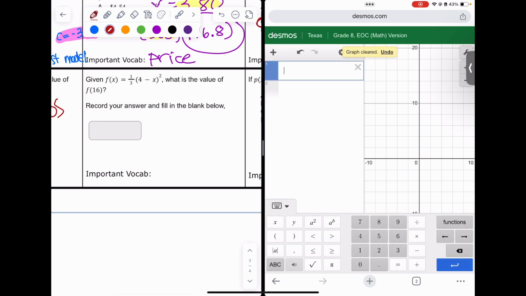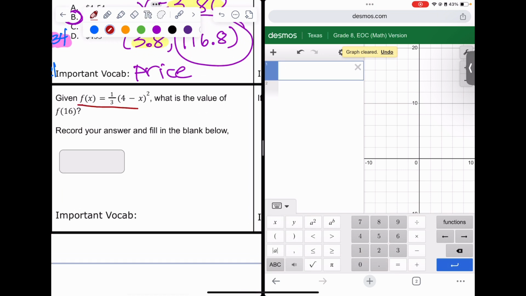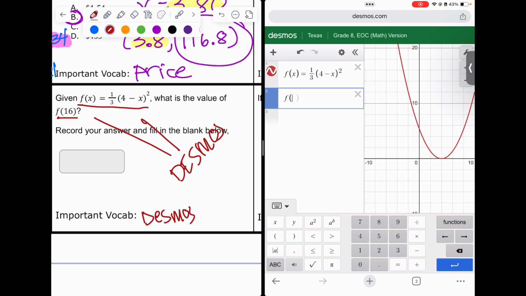Let's go and try one more. So, again, these questions look identical. So, I'm going to plug all of this and this into Desmos. That's also going to be my important word. Okay, so I have f of x equals 1 over 3, 4 minus x, parentheses, little 2. Now I'm going to type in f, parentheses, 16, parentheses. And that gives me 48. Hey, your answer is 48.